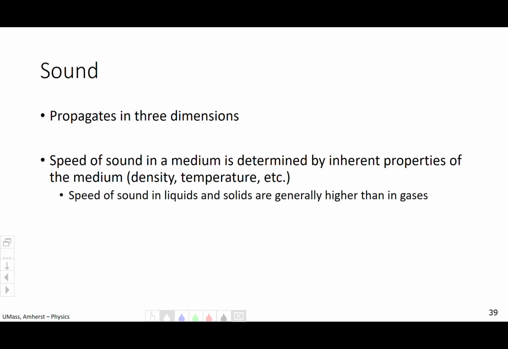So sound propagates in 3 dimensions, which means sound is non-directional. You can talk with your back turned to somebody and they can still hear you, because the sound travels in a 3-dimensional way, in all directions: forward, backward, up, down, side to side, etc. The speed of sound in a medium is determined by the density of that medium, so the temperature and things like that. The speed of sound in liquids and solids is generally higher than in gases.